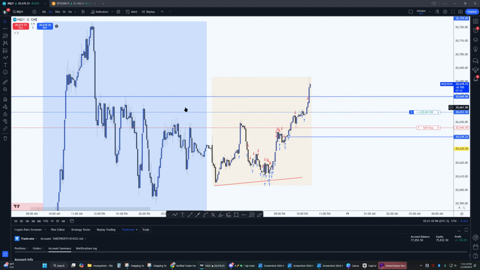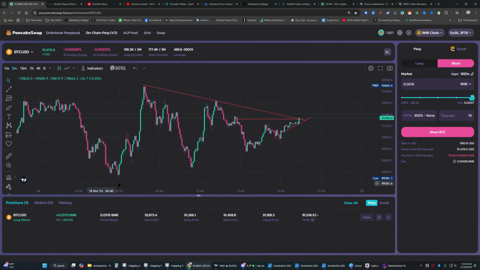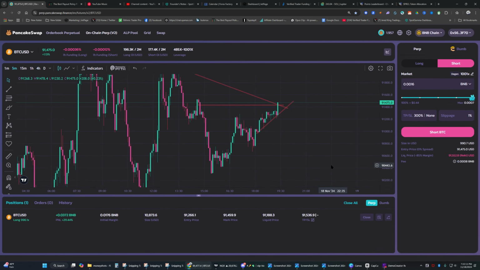And then there we go. I'm going to scale out some more here. We're still in expansion phase here. And then this is how you trade Bitcoin. I do the same thing with Bitcoin too.